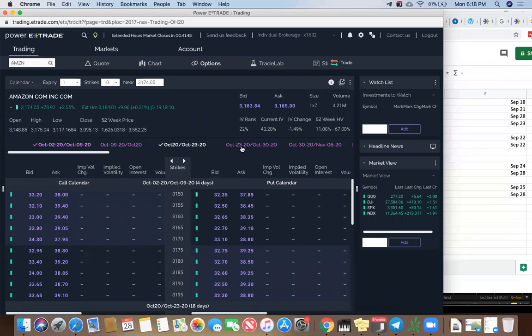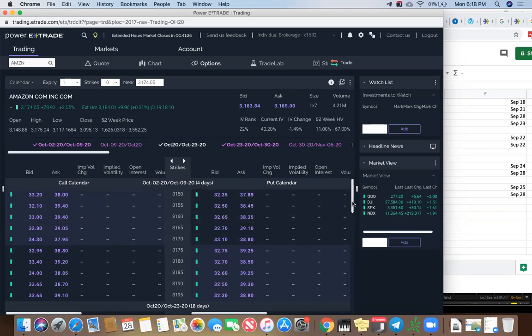See, it's already coming up here. When I do calendar spread, it's showing me October 2nd, October 9, October 20, October 23rd. So which one do you want to play? Let's take October 23rd, which is the week of expiration. Let's say right now it's at 3190.